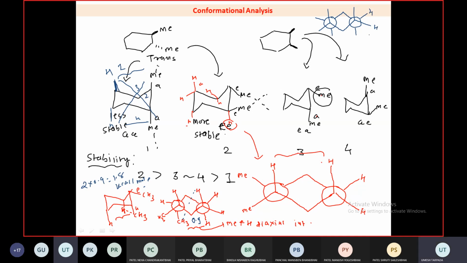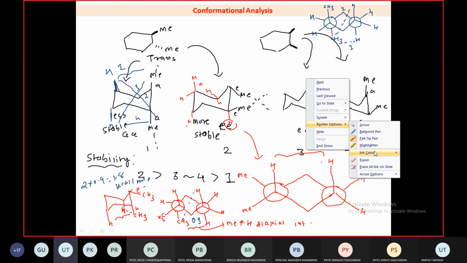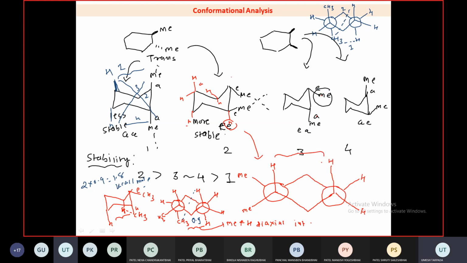So what happens? You can put both the methyl groups at axial position, then how many such interactions? Say this is 1, this is 2. Again, 2 more interactions are there. This is 1 and this is 2. So total 4 interactions are there. So 0.9 into 4, that is 3.6. So see, interaction value is more, energy is more, stability is less.